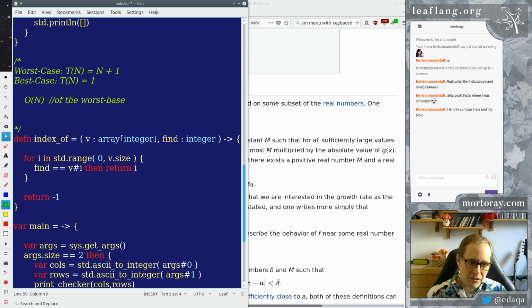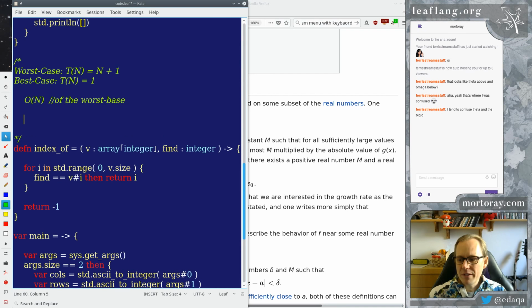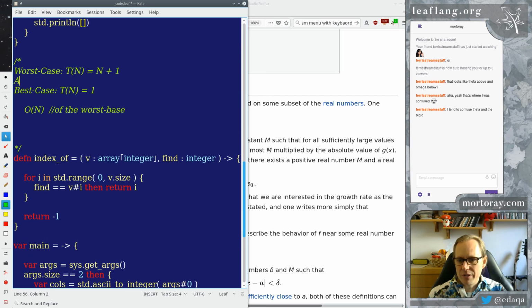Right? This is actually common. You have to know what you're speaking of, and we're saying of the worst case. But what if we mean, what's the complexity of this of all cases? If we take all the input, and I'm going to add average case here as another input. Average case, t of n equals n divided by 2, because on average it'll find it halfway through.